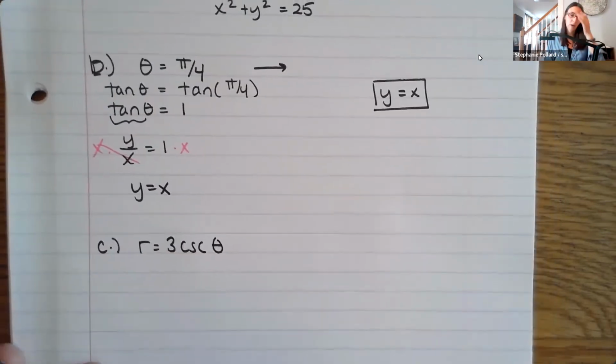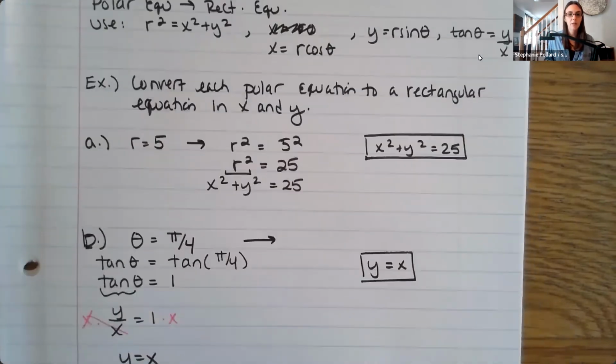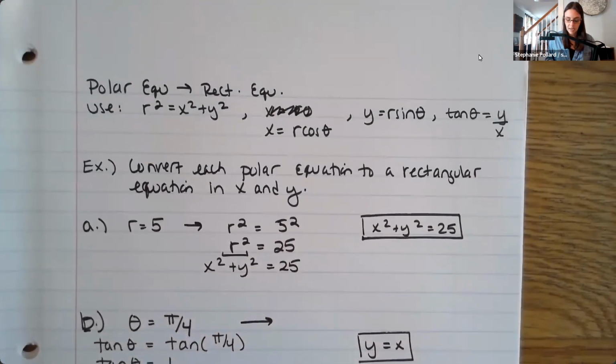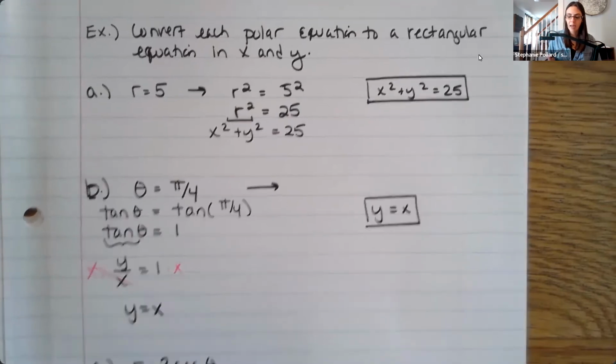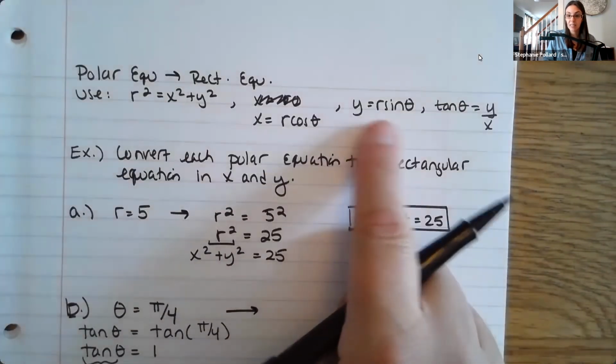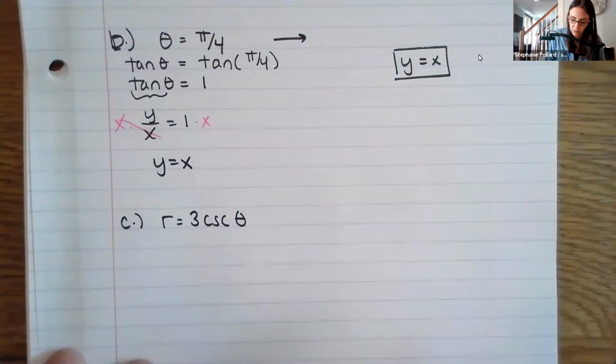All right, here's my next equation, r equals 3 cosecant theta. If I look at my options for conversion to x's and y's, I do see an r, but that cosecant, remember, is 1 over sine. So my brain is thinking, maybe I can use this in some way, right? So let's try manipulating this a little bit first.